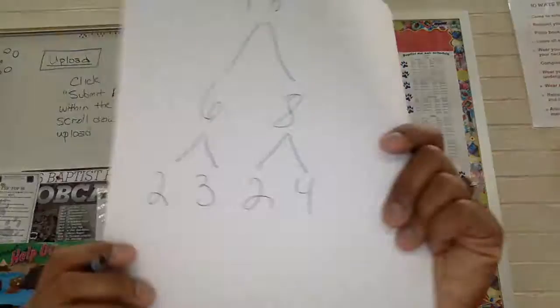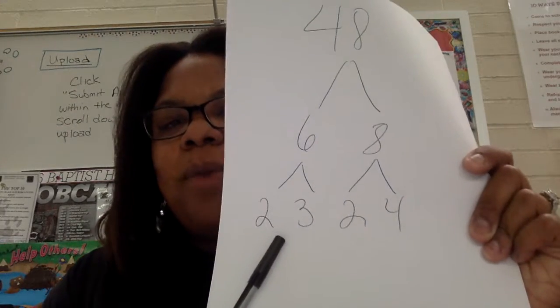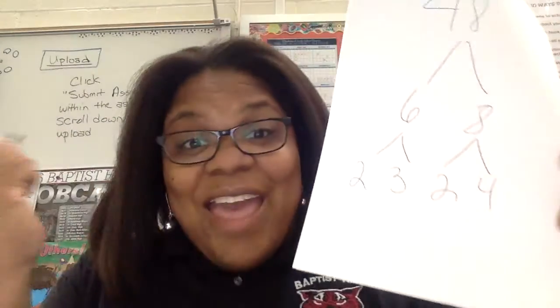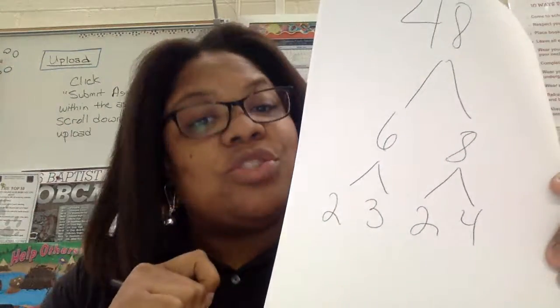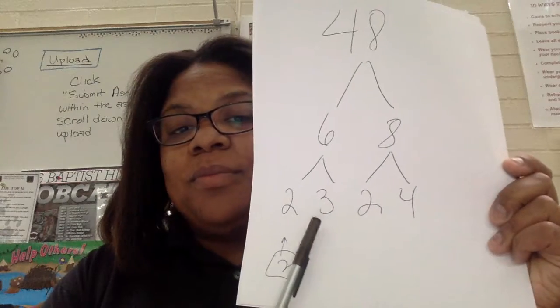Perfect. 2 and 3. What are two numbers we can multiply to get 8? Great. 2 and 4. So now we want to ask ourselves, is 2 a prime number? Yes it is. Good job. Since 2 is a prime number, it is one of the apples that is going to the bottom. Perfect. Now, is 3 a prime number?